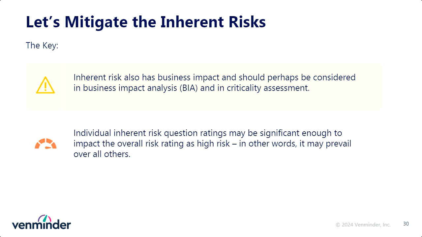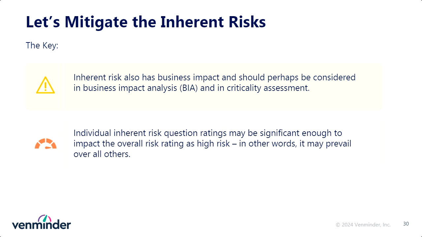Before I get into this next section of mitigating the inherent risks, I just want to explain these two symbols that appear on some of the slides. The first is an inherent risk that also has a business impact, which means that it should also be considered in your business impact analysis, if that's something that your organization does, and it should also be considered in your criticality assessment or determination. The symbol basically indicates that the vendor is likely critical to your operations.